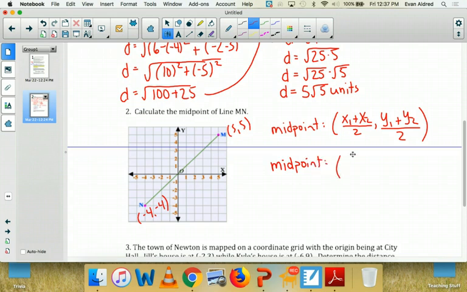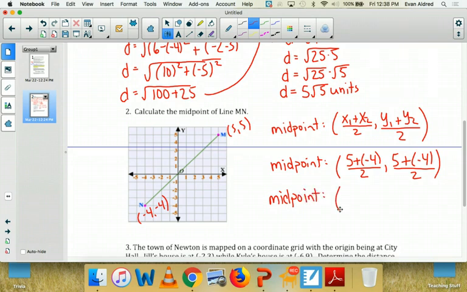So it's going to give us 5 plus negative 4 over 2, comma, and since the points are the same for x and y, so it's 5, 5, and negative 4, it ends up being x1 plus x2 over 2, which ends up being the same as y1 plus y2 over 2. And both, nicely enough, give us 1/2. So we get a midpoint that should be at about 1/2 on the x-axis, 1/2 on the y.